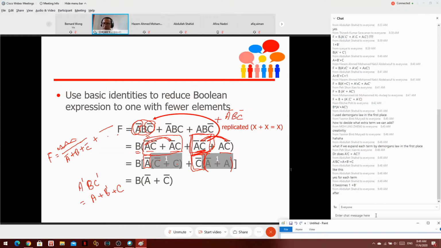Okay, another question here. Does not AC equal to A not C? No, I think it's totally different. Okay. A not AC is not the same as A not C. All right. Okay, I think I've answered the questions from the chat box. All right, so I hope everybody can understand some basic elements from this particular example.